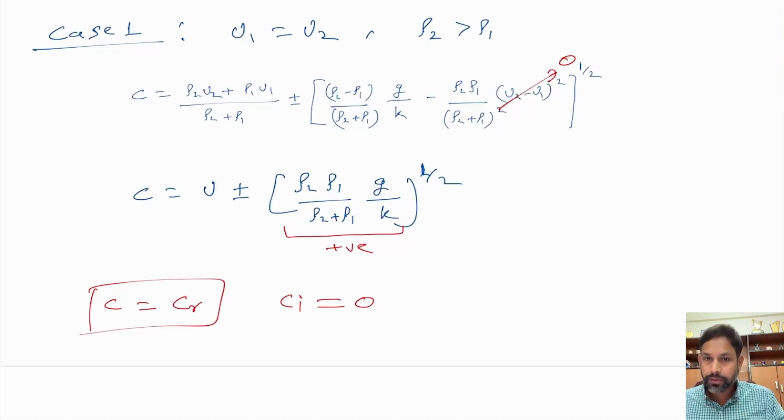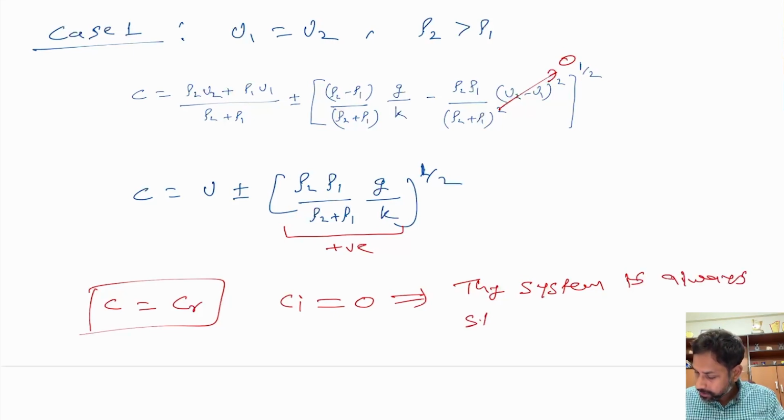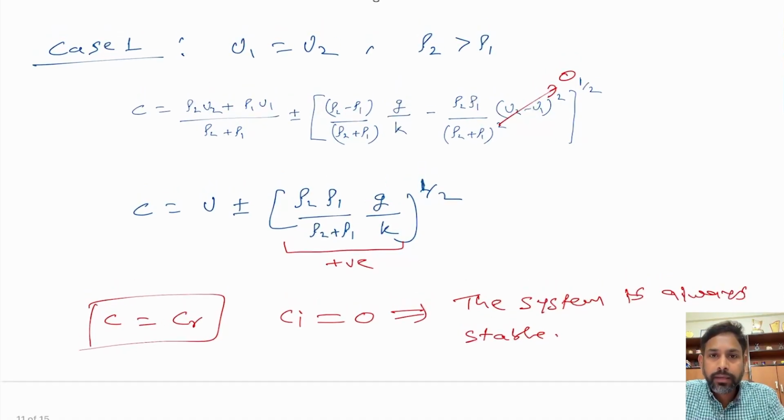Okay, and if CI is equal to 0, that implies the system is always stable. Okay, so when both the velocities are the same, and if there is a wave, but that's happening because of density difference and not because of shear flow, so whatever wave is forming will always be stable. It cannot be unstable because Ci is equal to 0. Okay, the imaginary part is equal to 0.